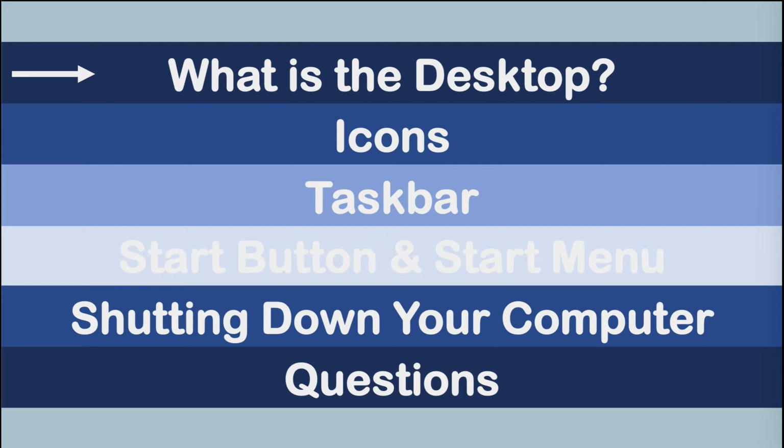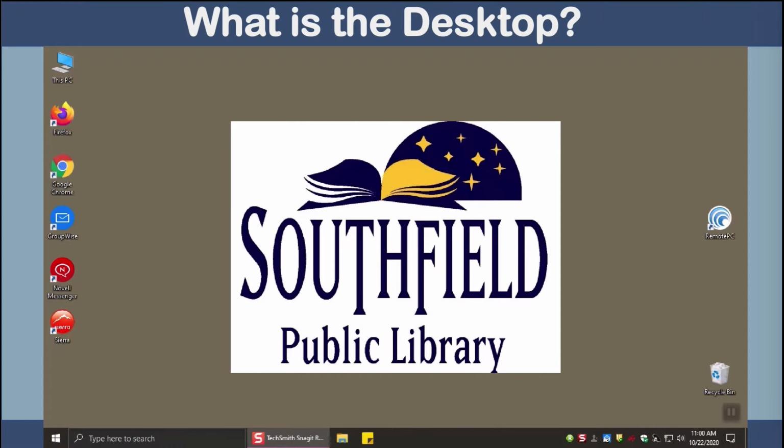So let's start with the desktop. This is the first screen you see when you turn on your computer. Your desktop will look different than mine because each computer will have a different background and icons. It will all be personalized to how you'd like it to look. The background is typically called your wallpaper. On this screen, the wallpaper is the Southfield Public Library logo. This is where you can access different programs like Microsoft Word or the internet. On your desktop, you'll find the icons, taskbar at the bottom, and the start button, bottom left, as well as the time and date in the bottom right corner.